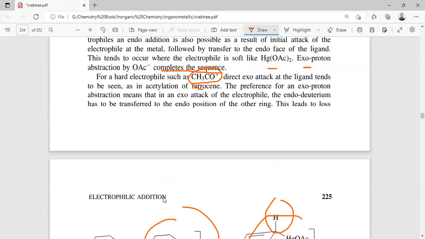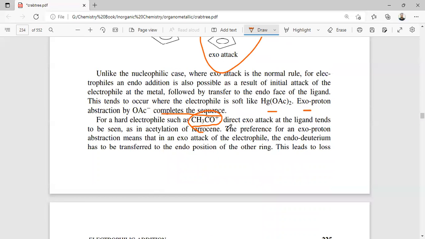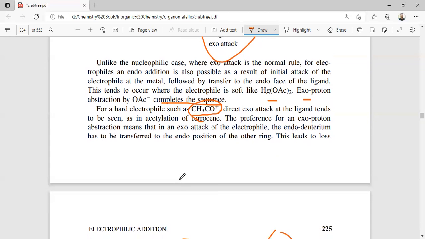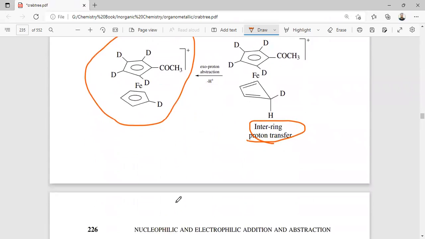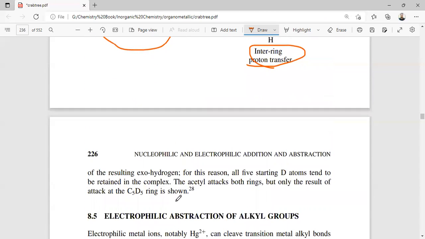So for hard electrophiles, direct exo attack at the ligand tends to be seen, as with the acylation of ferrocene. The preference for exo proton abstraction means that, with exo attack of the electrophile, the endo deuterium has to be transferred to the position of the other ring. This means loss of the resulting exo hydrogen. For this reason, all five starting D atoms tend to be retained in the complex. The acetyl attacks both rings, but only the result of attack at the C5D5 ring is shown.